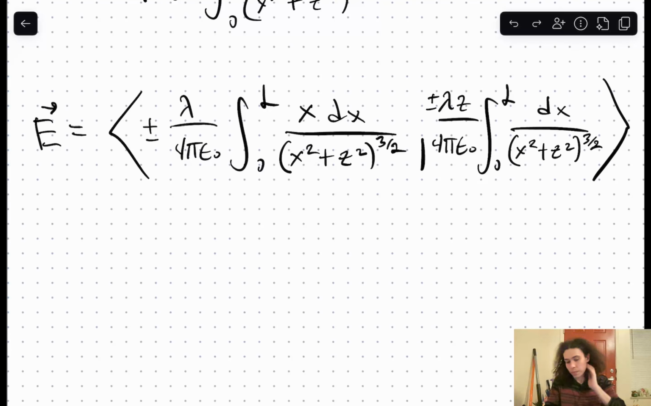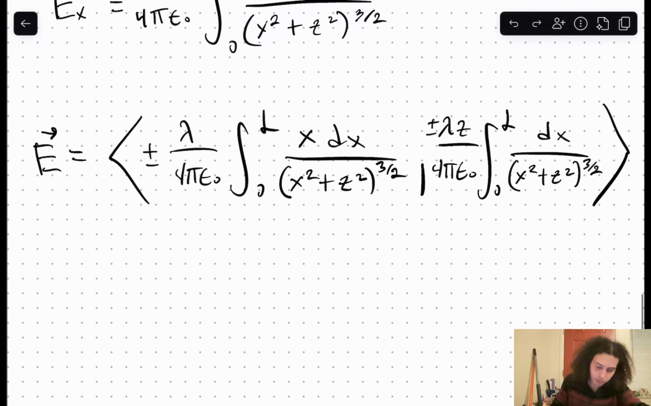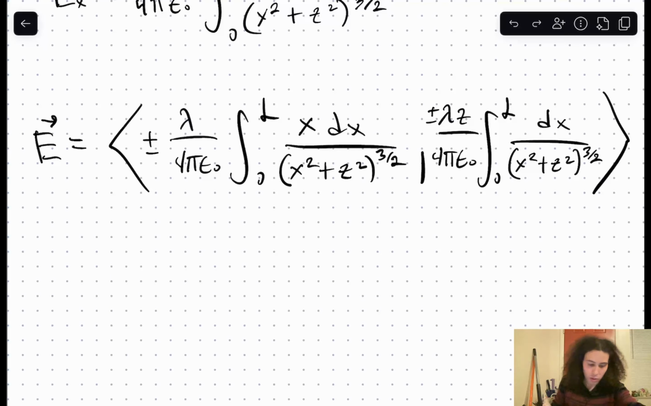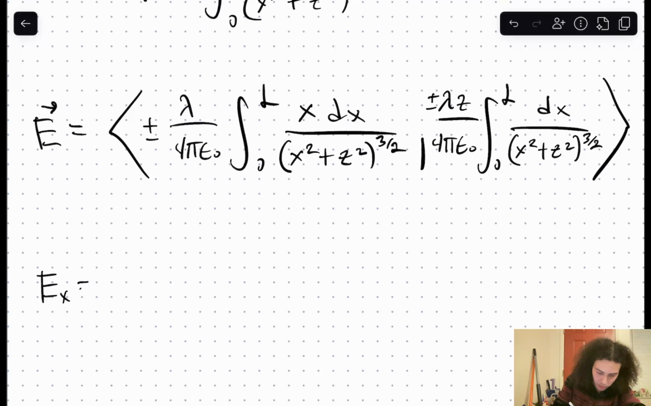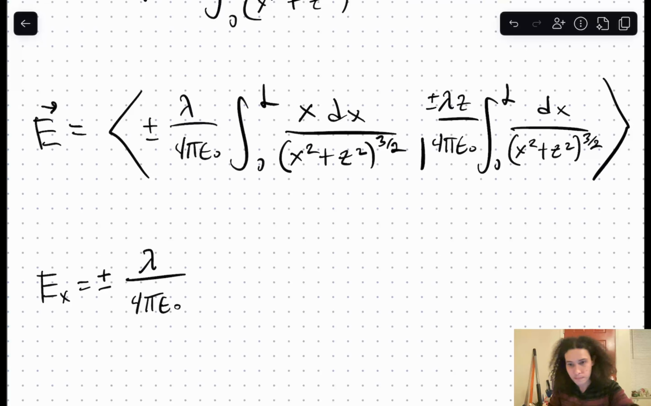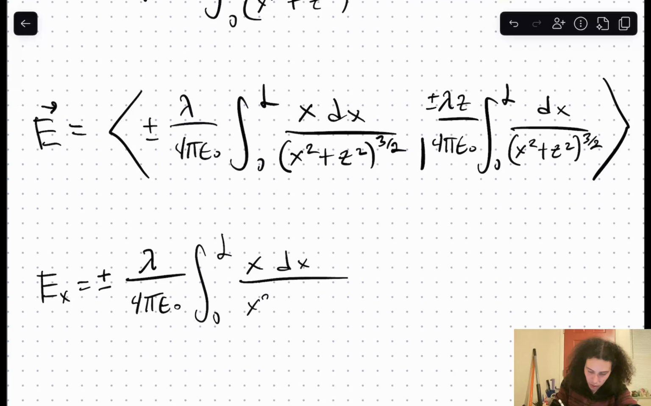All right, so one of these integrals is easier to solve than the other. Let's start with the easy integral. Now we go from physics to calculus 2 level, so to speak, because now we're going to solve these integrals. So let's go ahead and have this E_x here: epsilon naught, integral from 0 to L of x dx over (x squared plus z squared) to the 3/2.